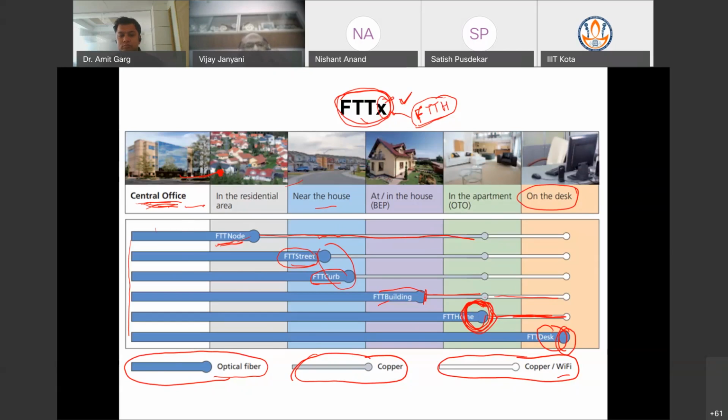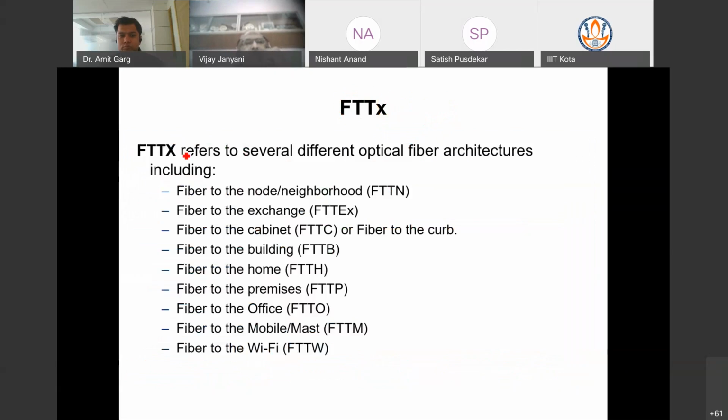So FTTX, basically, as I said, X can be anything. It can be fiber to the node, fiber to the exchange, fiber to the cabinet. There are many terms coined, and sometimes they are confusing, what is the difference. But there is no real hard definition or hard bifurcation between these: fiber to the premise, fiber to the office, fiber to the mobile or mass, fiber to the Wi-Fi. There are many terms, but as I said, the most commonly used term is fiber to the home. It means fiber is coming directly to your home now.